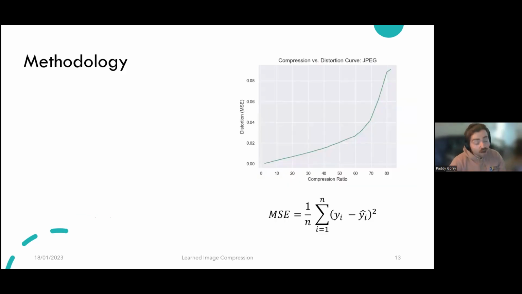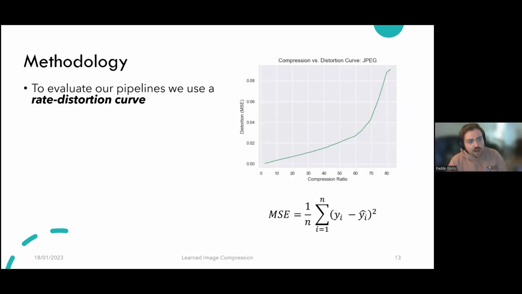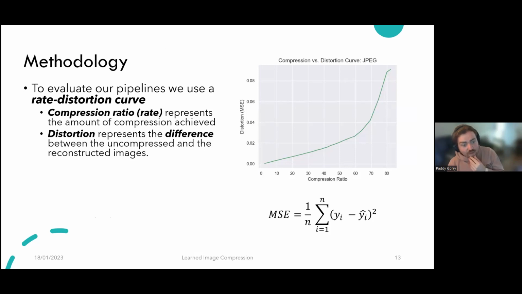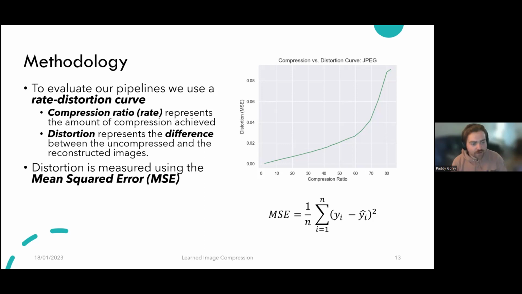So just to quickly talk about the methodology for how we actually compare these methods. The rate distortion curve is a standard in image compression for determining how well a method does. The rate is how much the image is actually compressed. In this case, we use compression ratio, which is the ratio between the original size and the compressed size. And the distortion is the difference between the original, uncompressed image and the reconstructed image. Like I said, with CAE the aim is that the original and reconstructed image are exactly the same, but that isn't usually the case for our methods here.